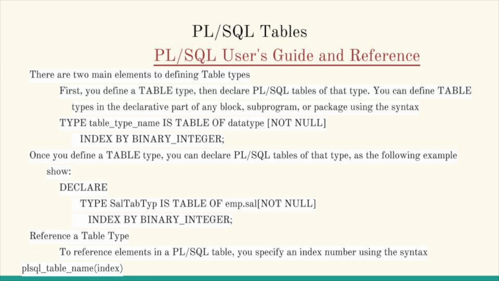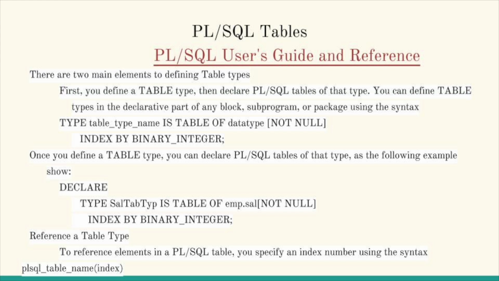After presenting the concept to you in the first section of the webpage, PL/SQL's User's Guide and Reference goes on to explain the fundamentals of creating a table. Defining, declaring, and referencing. There are two main elements to defining table types. First, you define a table type, then you declare PL/SQL tables of that type. You can define table types in the declarative part of any block, subprogram, or package using the syntax outlined below.